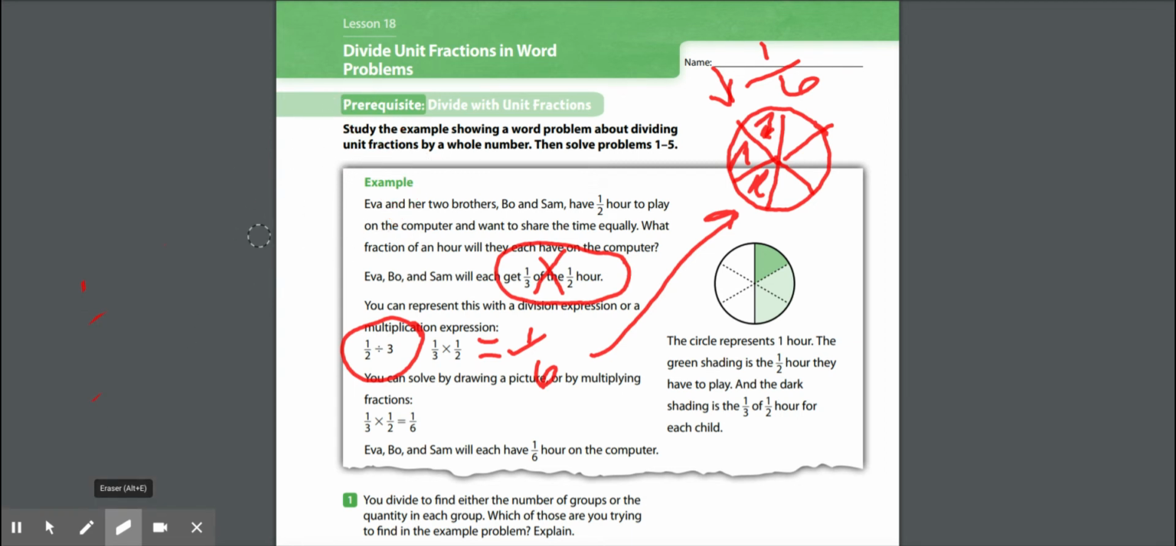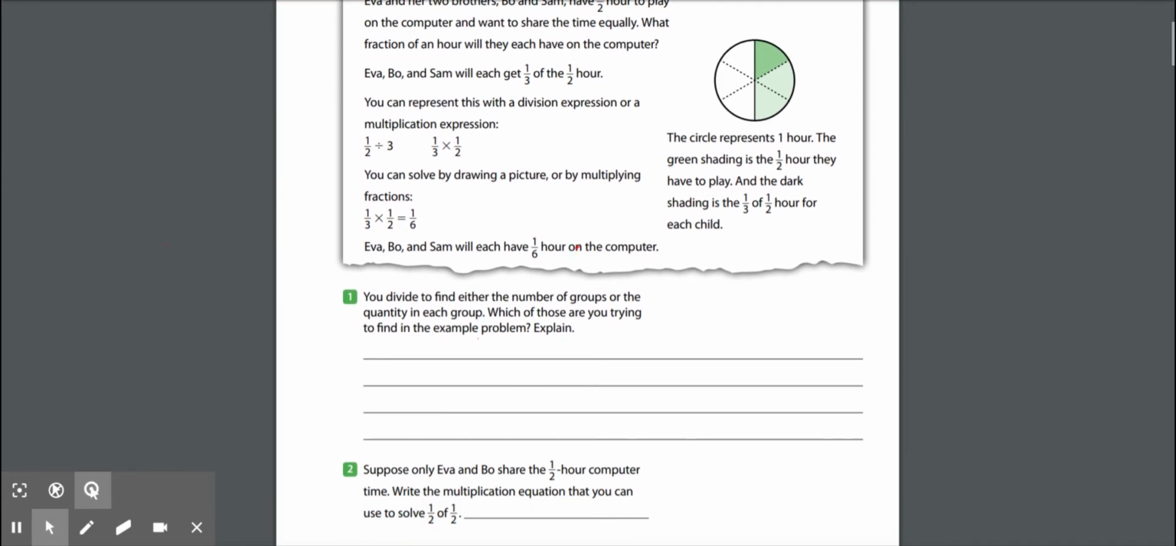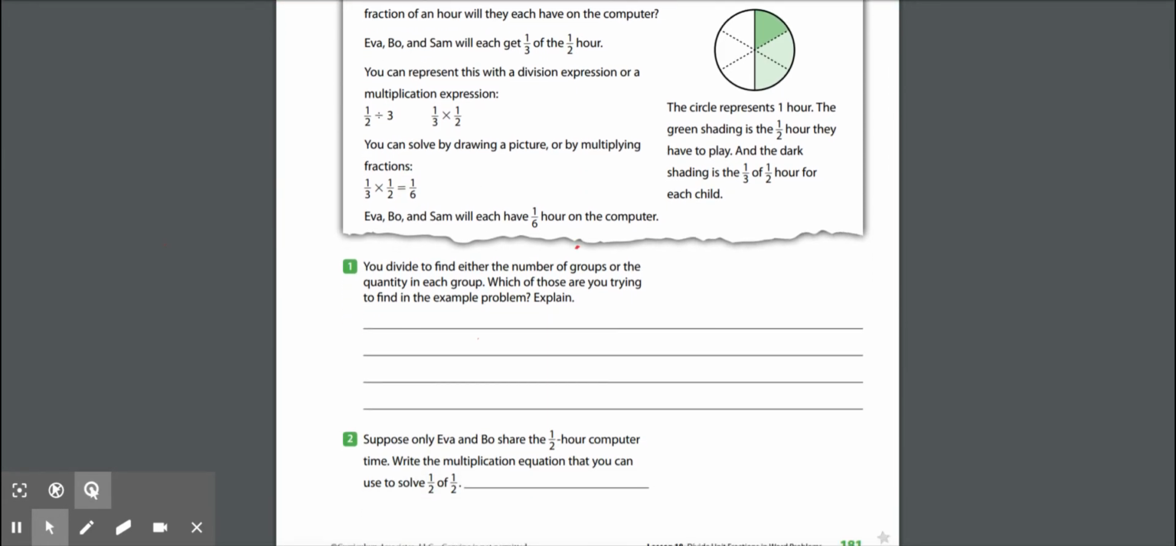Now, I will tell you number 1 was probably confusing for you because of the way it was worded, which meant number 4, I believe, is probably also very confusing for you. But let me just explain, and then I think you'll have an easier time with it. Number 1 says, you divide, meaning we as people, we divide to either find the number of groups that we're trying to make or the number in each group. That's the reason we divide. We divide to either figure out how many groups it's going to make, or we divide to figure out how many are going to end up in the groups that it tells us. Okay, I'm just using that as an example.